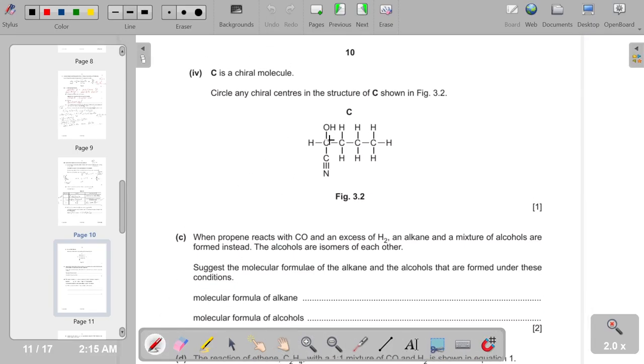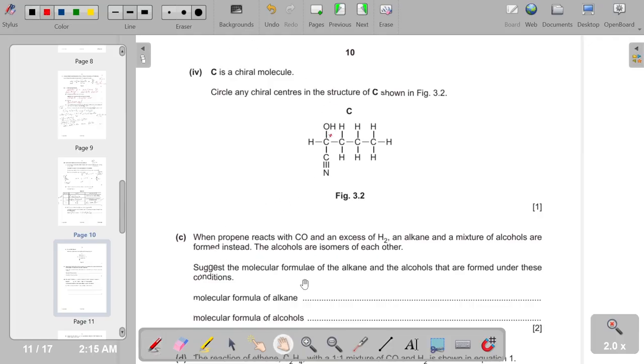For example, if you see this carbon, it's connected with group 1 OH, 2 hydrogen, 3 nitrile group, and the whole remaining part is a different group. So when a carbon is connected with four different things, this carbon is known as a chiral carbon. I hope you understand this. So let me draw that stereocentre on this carbon to tell you this carbon is a chiral carbon.